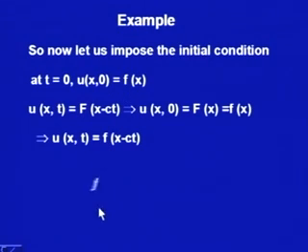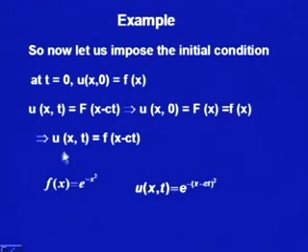Say for example, I take f(x) as e to the power minus x square, then what will be my solution? My solution u(x, t) would be e to the power minus (x minus c t) whole square. Let us see, is it a solution to our equation? If I take its derivative with respect to x, I would get e to the power minus (x minus c t) square into minus 2 times (x minus c t), and the derivative with respect to t would be e to the power minus (x minus c t) square into 2c times (x minus c t).